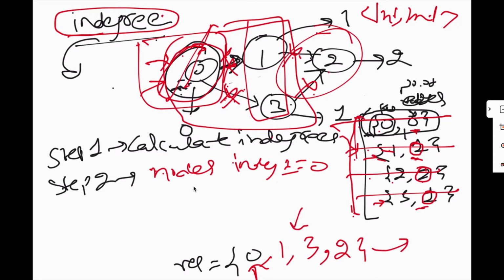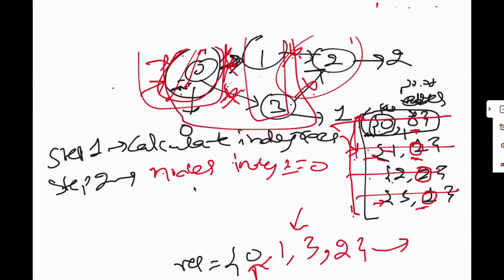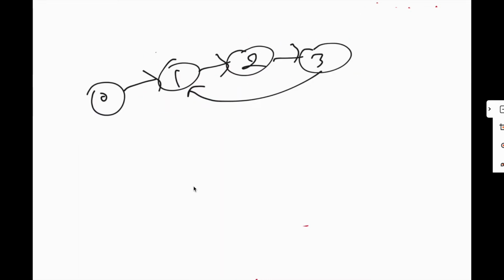So this is the first part. This is the positive happy case scenario where there was no cycle and we were able to find the ordering. Okay, let's see this example.